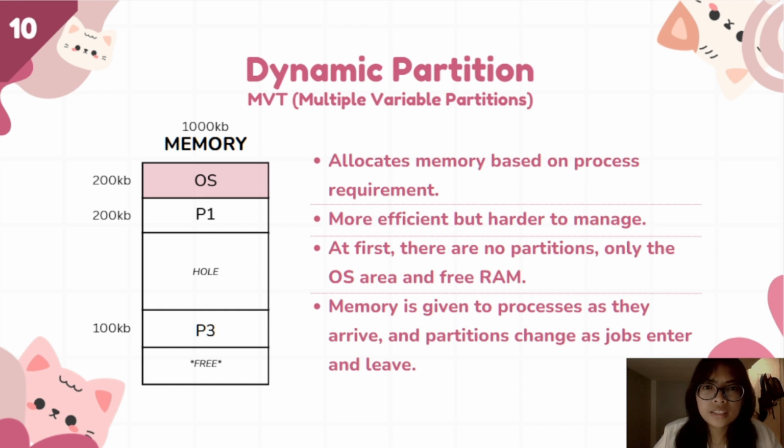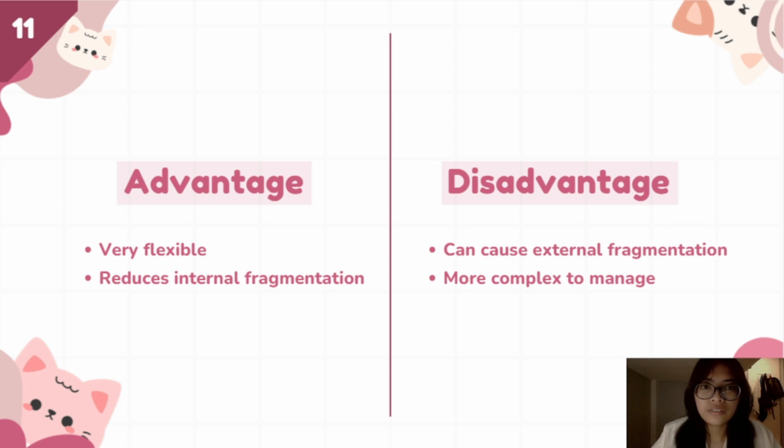If the system has new arriving processes, it will try to fit them into free spaces using algorithms like first fit, best fit, and worst fit. In advantages, it is very flexible because partitions adapt, change, and adjust to process sizes. It also reduces internal fragmentation since there is no fixed partition at the start.